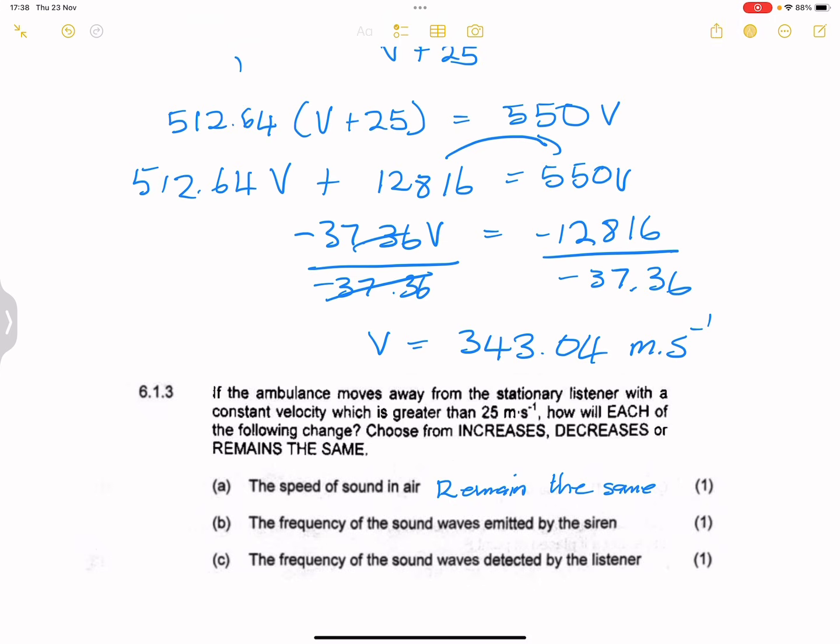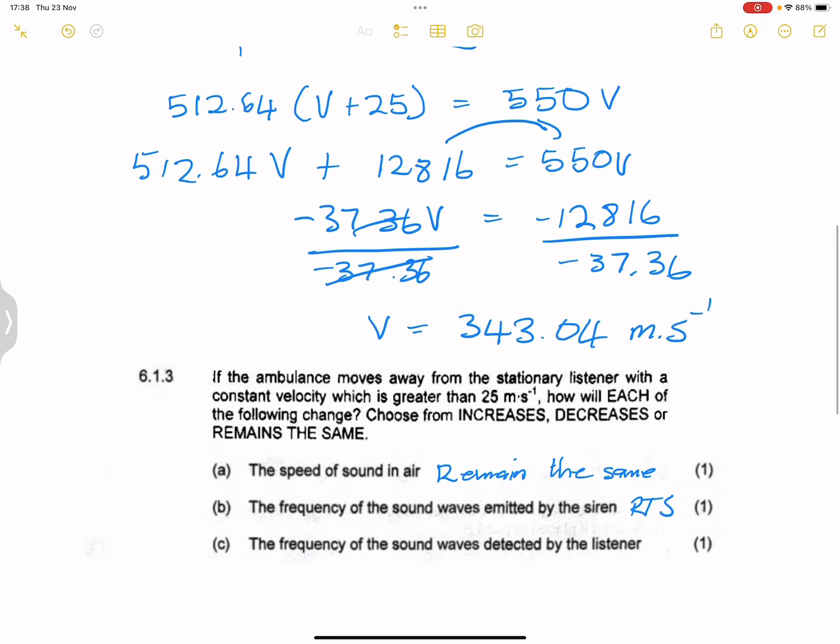Okay. The frequency of sound waves emitted by the siren definitely remains the same, right? So that's the frequency of the source, so that would remain the same. The frequency of the sound waves detected by the listener: now remember, if we're to increase that speed, that means that the detected frequency would actually be even less.